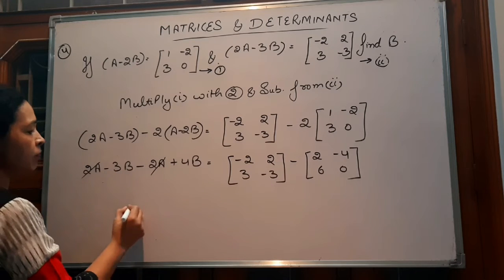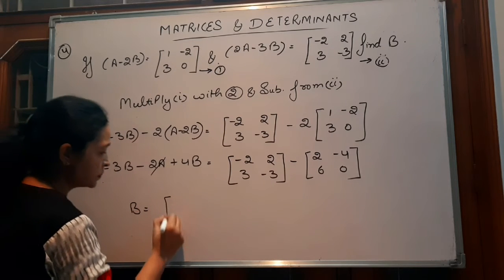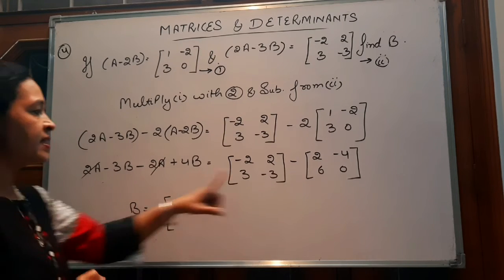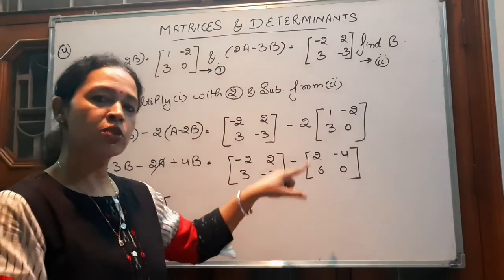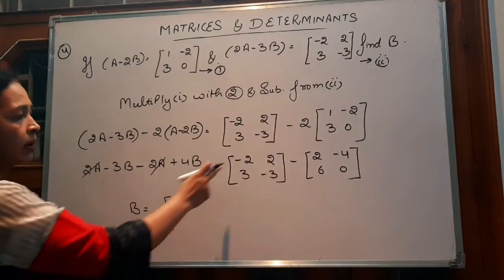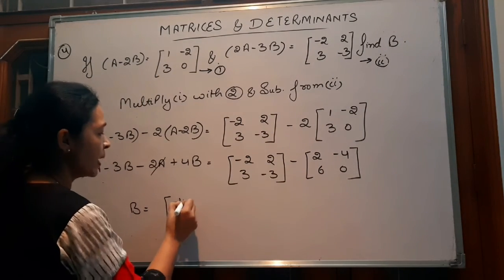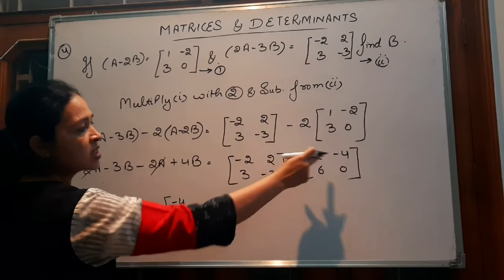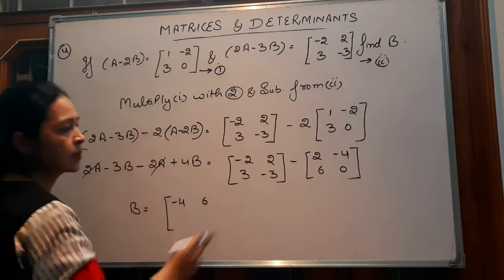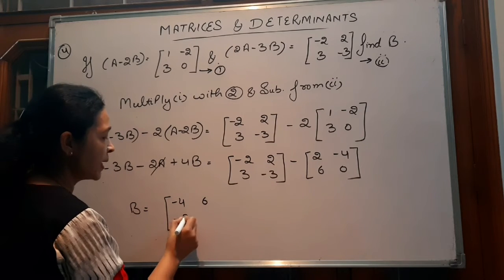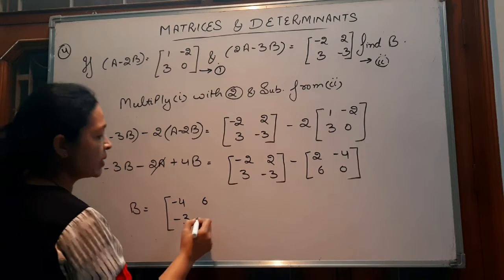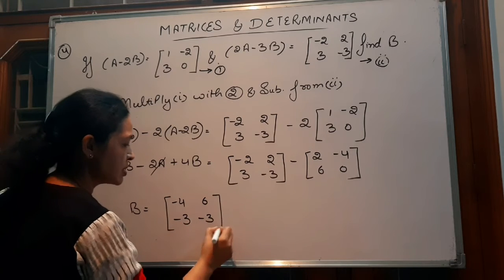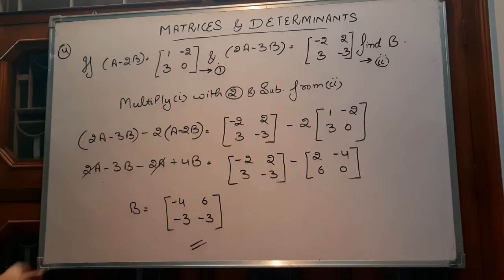4B minus 3B. What will we get? B. Matrix B will be the subtraction of two matrices. Corresponding elements will be subtracted. Minus 2 minus 2, minus 4. 2 minus minus 4, 6. 3 minus 6, minus 3. Minus 3 minus 0, minus 3. This is our matrix B.